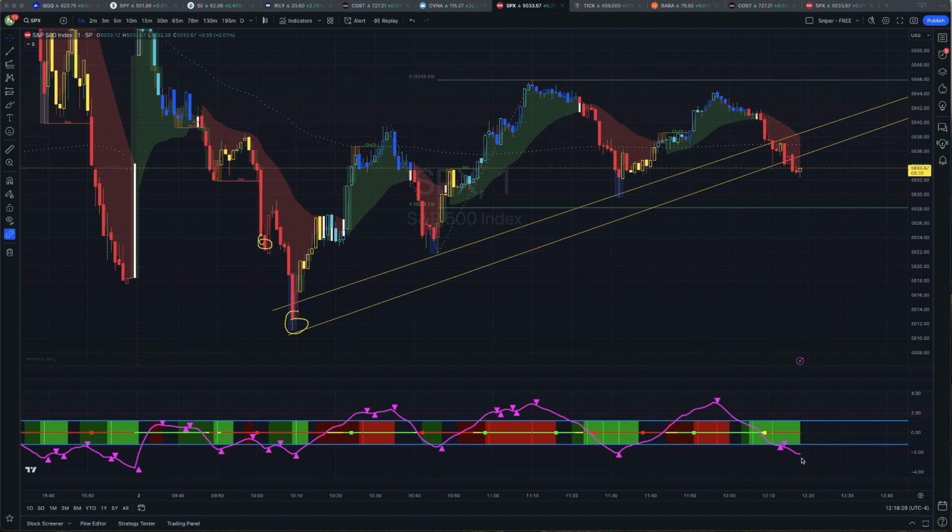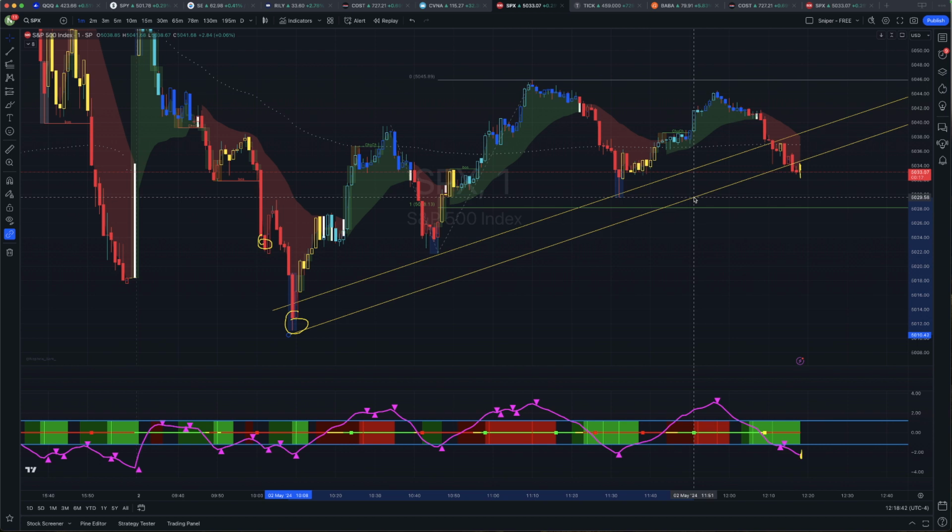Okay, we might have a Sniper 1.0 setting up right here, but I would need to move over to a 2-minute chart to see. Does anybody have any questions on that? Now I'm going to show you how I do that.